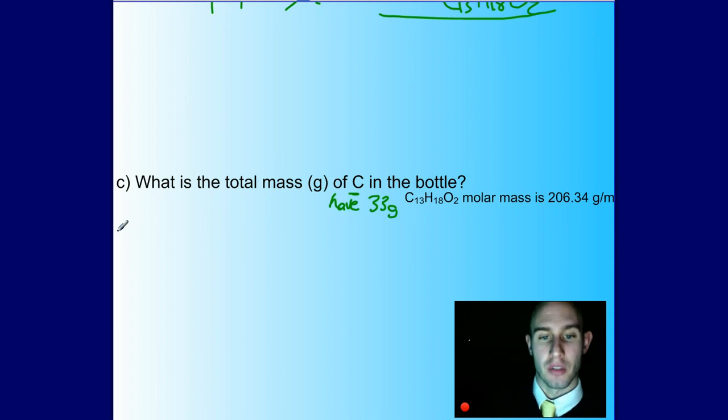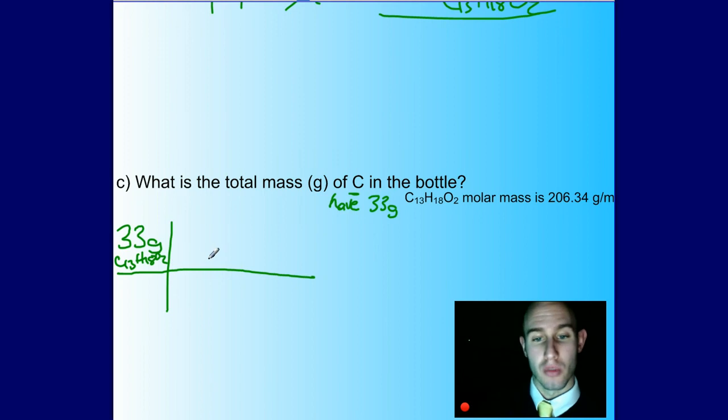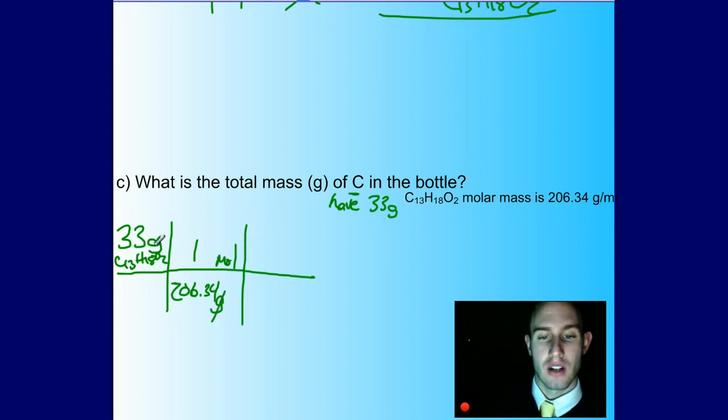So I'm going to start with what I'm given, 33 grams of my C13H18O2 over 1, and I'm going to get it into moles. I always want to go to moles. So I'm going from grams to mole. In 1 mole, how many grams are there of my compound of C13H18O2? 206.34, because I added this up off of the periodic table. I added the values up. Grams cancel. I'm in mole here of C13H18O2.